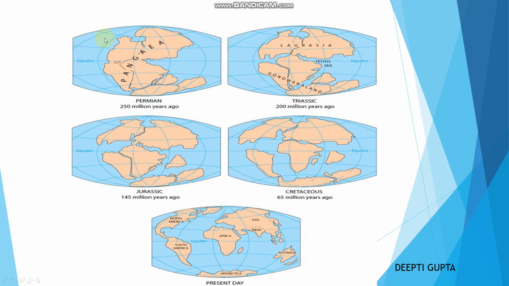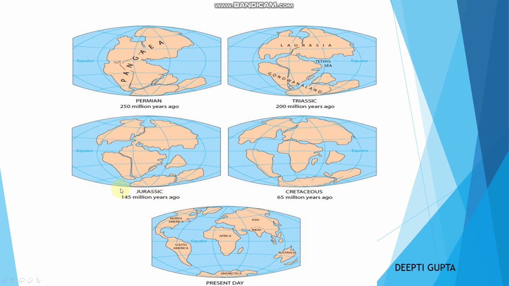Here in this picture you can see 250 million years ago this land was like this. There was a single land mass. We called it Pangaea. Second, we have the 200 million years ago picture. This is your Gondwana land, and this upper portion is known as Laurasia. In the third picture, 145 million years ago, you can call it the Jurassic world.